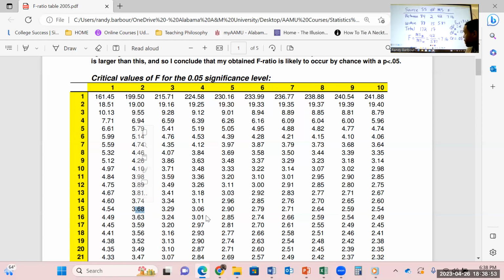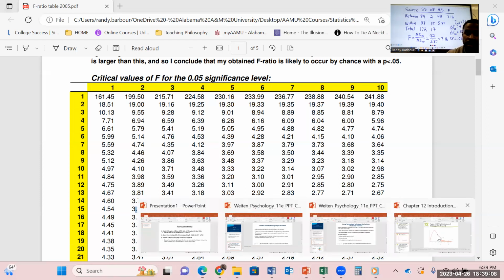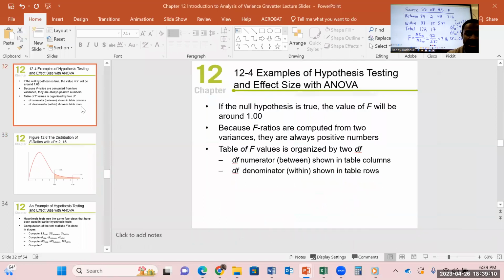Okay, so I'm comparing what I got, 7.16, to 3.68, and given that information, I can reject the null hypothesis. Okay, I can reject the null hypothesis given all of that information. Okay, so let's go back to my slides and we will talk a little more about that. Okay, all right.